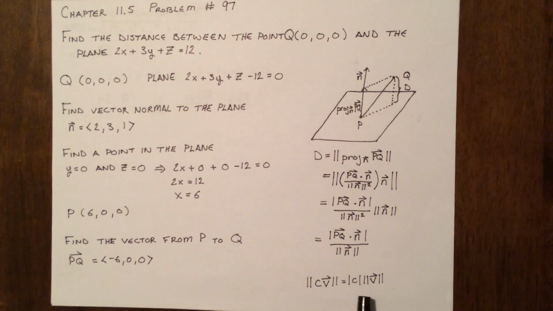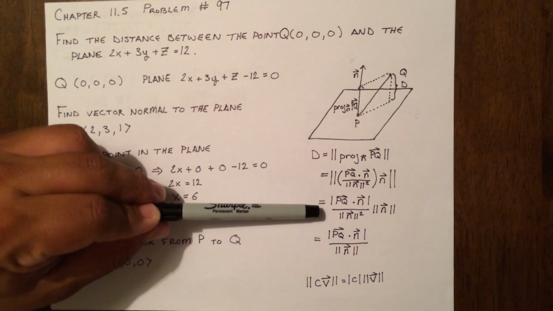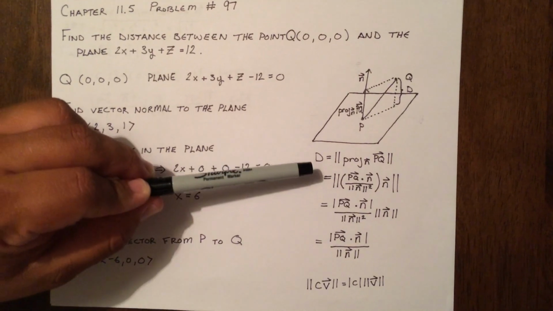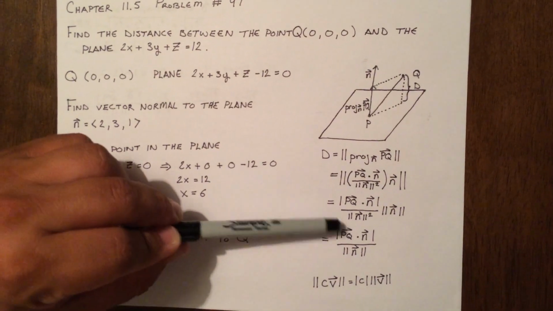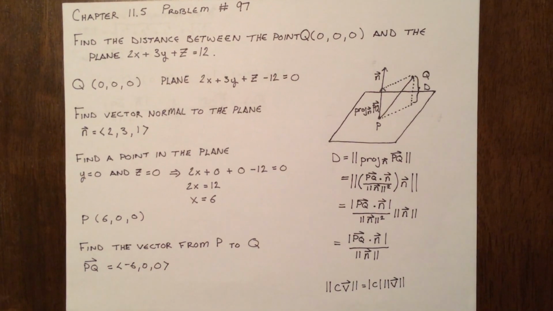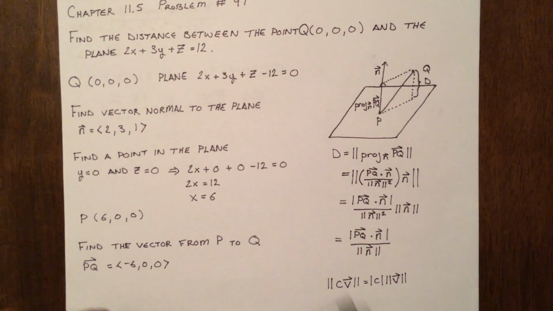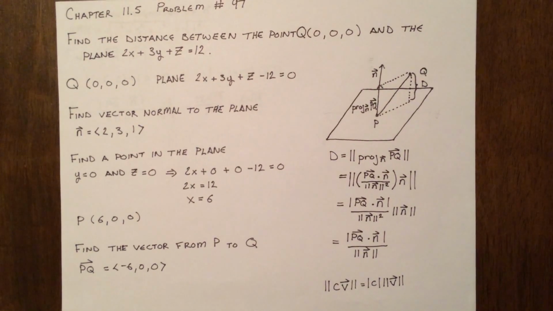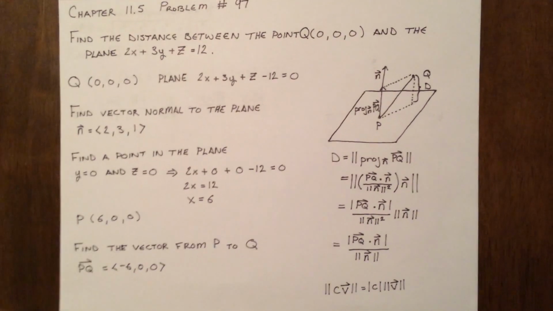And we know that the magnitude of a constant times a vector is equivalent to the absolute value of that constant times the magnitude of that vector. So that allows us to rewrite this as the absolute value of the vector PQ dot the vector N over the magnitude of the vector N squared, which we don't have to do the absolute value of because we know it'll always be positive, times the magnitude of the vector N. Allows us to cancel out one, which gives us our final distance formula: the absolute value of the vector PQ dot the vector N all over the magnitude of the normal vector.